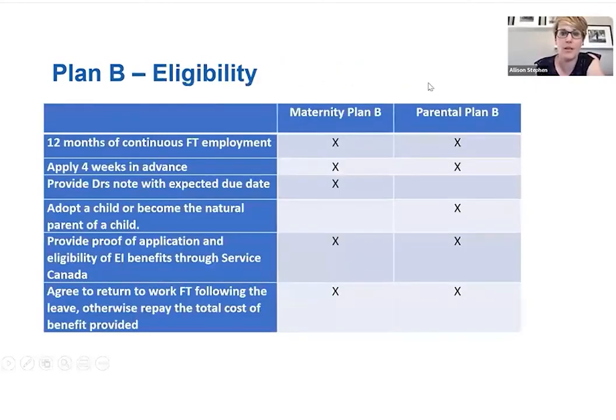Okay, so I've got a little table here for eligibility. To be eligible for Plan B, for the top up piece, you need to be working continuously full-time for 12 months prior to your leave for both maternity and parental. You need to apply 4 weeks in advance, and provide a doctor's note with your anticipated due date for the maternity piece. If you're adopting or taking the parental leave, you can either provide the doctor's note with the anticipated due date or a copy of the birth certificate or order of adoption.